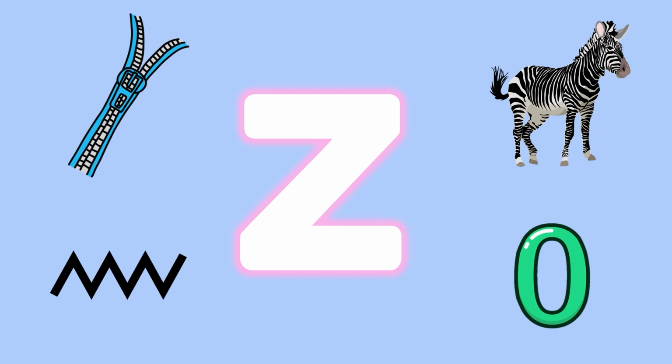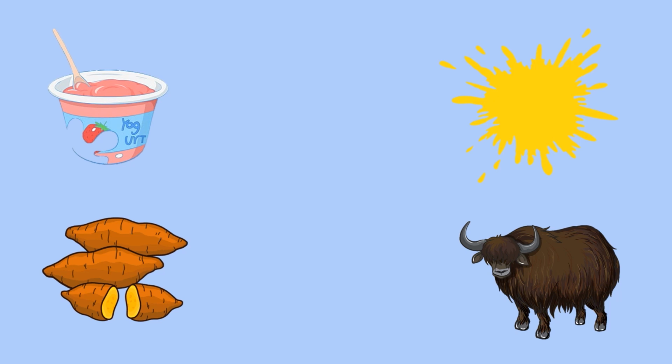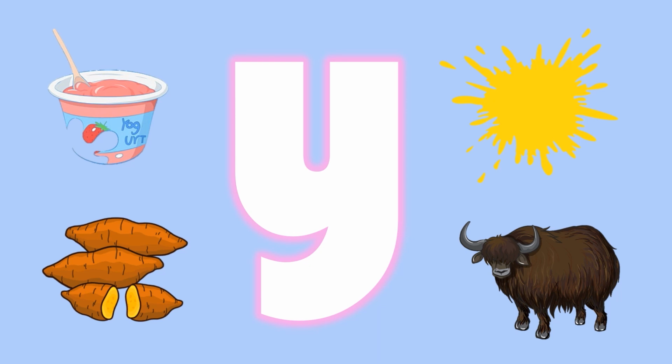We are almost done. Here we have yogurt, yam, yellow, yuck. And the starting sound is yes. Y, y, yogurt. Y, y, yam. Y, y, yellow. Y, y, yuck. Well done.